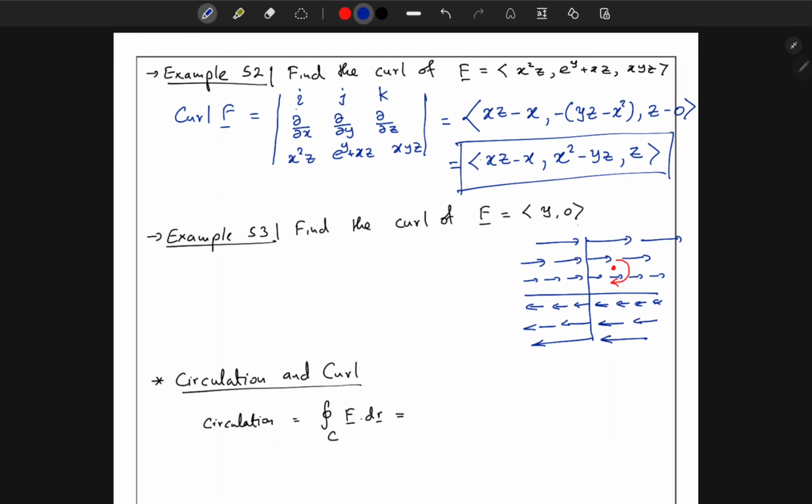Okay, so let's actually calculate it. The curl of f, now since it is two-dimensional, you know it's q sub x minus p sub y times k. Q sub x is 0, q is 0, p sub y is 1. So the answer is negative k.